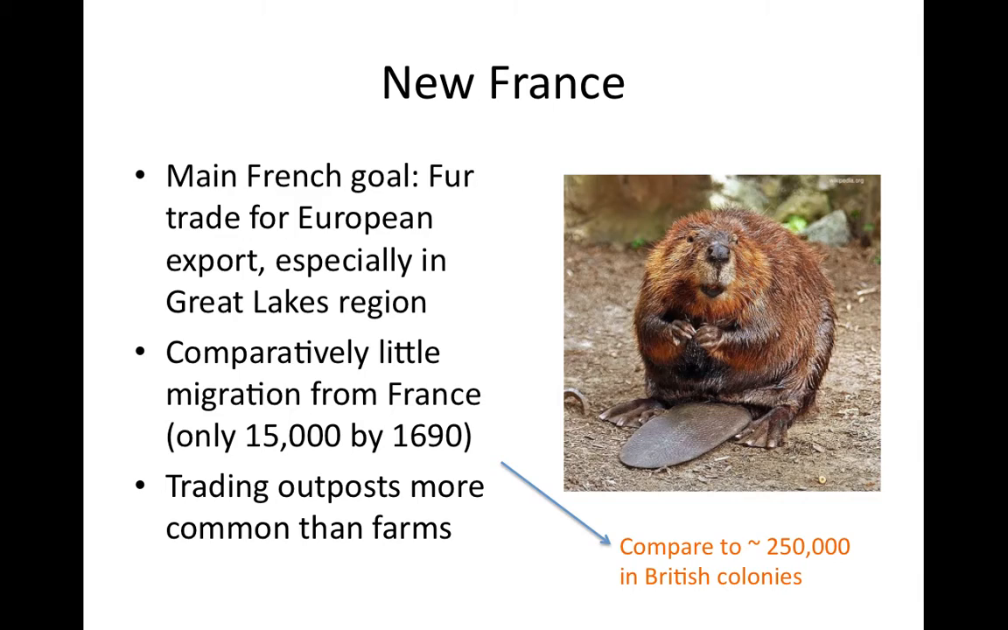Europeans loved furs from little tiny furry animals like this little whatchamacallit, beaver. And there were lots of them in the Great Lakes region. So more than anything, New France was a fur trading colonial venture. There was comparatively little migration from France. Only 15,000 people lived in New France by 1690. That compares to 250,000 people in the British colonies. And there were far more trading outposts than there were farms.